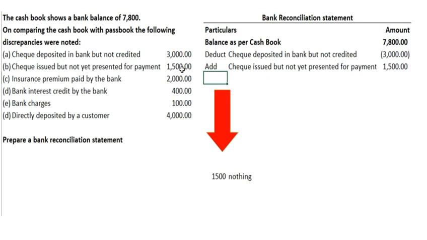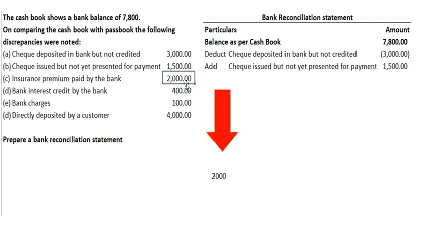Now we need to look at the next entry, insurance premium paid by the bank. The bank paid the insurance premium on behalf of us. This is the case of standing instructions. So upon the payment, what has the bank done? The bank reduced our balance because it paid an amount on behalf of us. So the bank reduced 2,000 from our account.